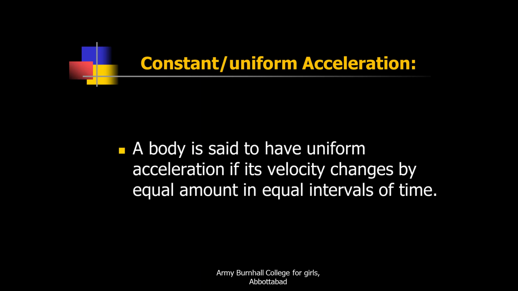If we define constant or uniform acceleration, by name it is clear: a body is said to have uniform acceleration if its velocity changes by equal amounts in equal intervals of time. We will not say that velocity is not changing, because if velocity is not changing, then acceleration will be 0. There will be no acceleration. For example, if its velocity is changing by 1 meter per second in 1 second, then after 2 seconds it should be 2 meters per second, after 3 seconds it should be 3 meters per second, like that. So if the velocity is changing by equal amounts in equal intervals of time, that is constant or uniform acceleration.